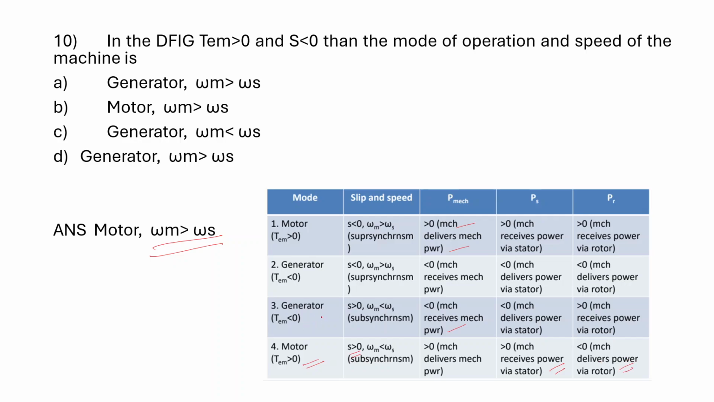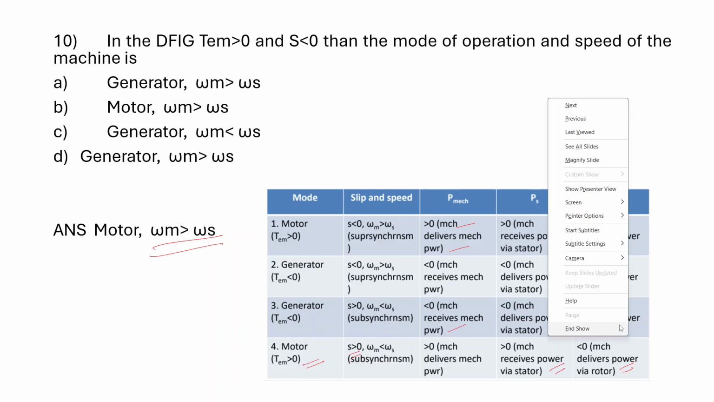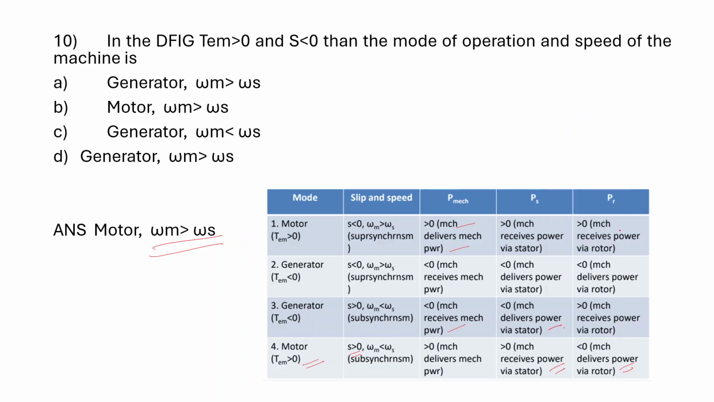In the generator mode, when S is greater than 0, the machine delivers power via stator, but it receives the power via rotor.